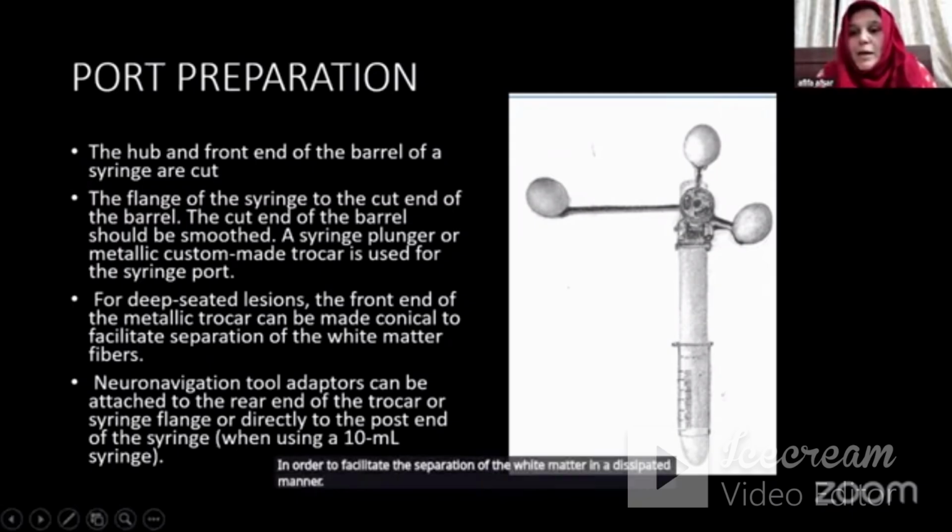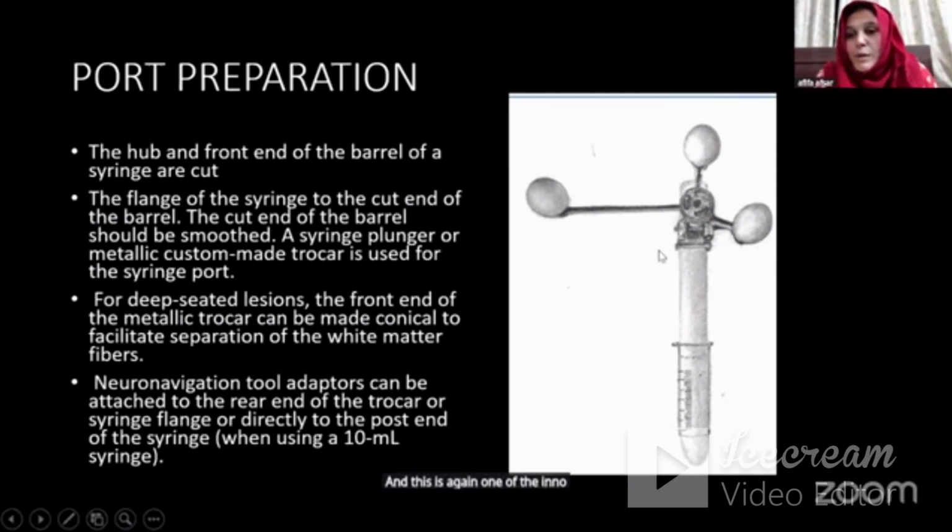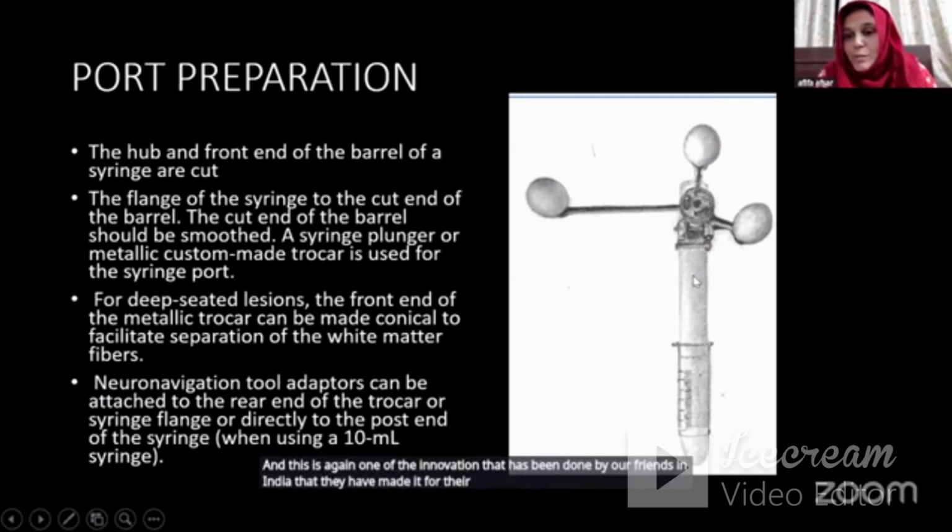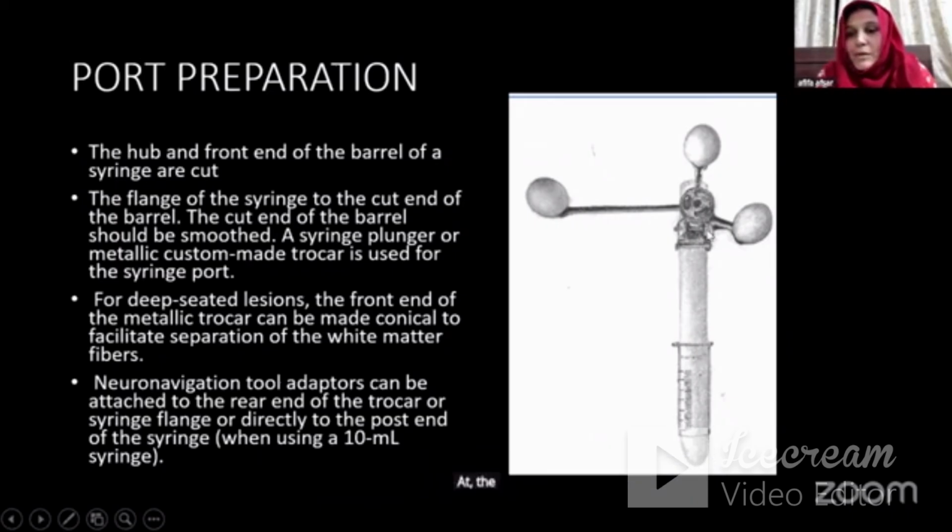This is again one of the innovations done by our friends in India, which they have made for their regular usage. This is a metallic trocar which is conical in shape at the distal end, and they have a stereotactic system attached at the proximal end, and this is the syringe or tubular retractor shape that we can appreciate here.